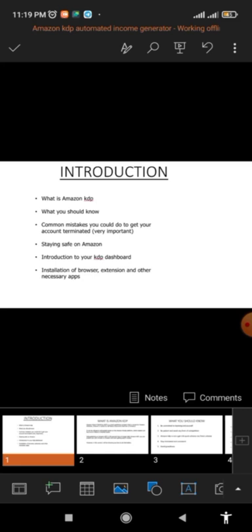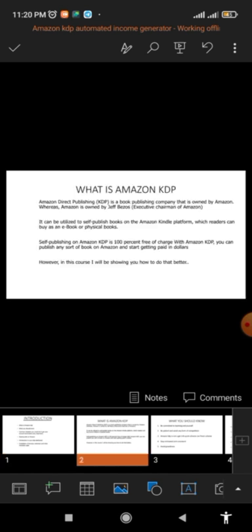Below, we have what is Amazon KDP, which is what we'll be looking into, what you should know, and common mistakes that could get your account terminated, which is very important as well. We also cover staying safe on Amazon KDP, an introduction to your KDP dashboard, and installation of the browser extension and other necessary apps. Let's start with the first one, because most people still don't understand what Amazon KDP is all about.